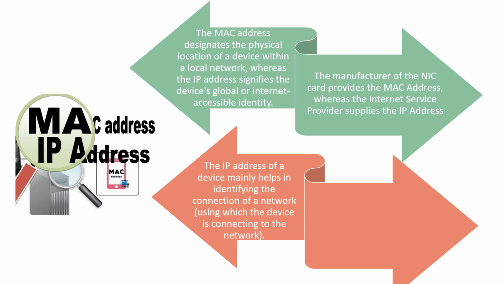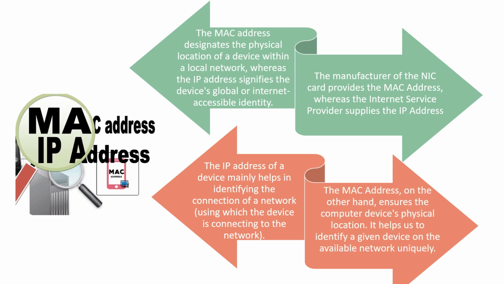And the IP address of the device mainly helps in identifying the connection of the network, that is, using which the device is connecting to the network. So this is identified using the IP address, and the MAC address on the other hand ensures the computer device's physical location. It helps us to identify a given device on the available network uniquely. So these are the differences between the MAC address and the IP address.